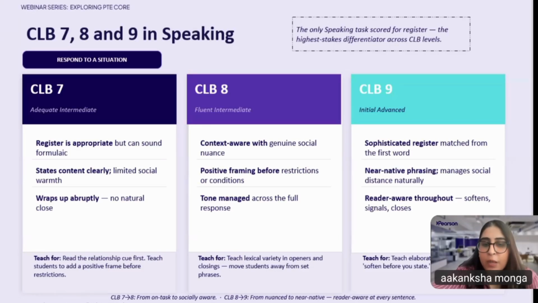So the jump from CLB 7 to 8, just from being on task, requires them to be more socially aware, and the jump from CLB 8 to 9 requires them to go from layered and nuanced to almost native, near native, where they are aware of every sentence and step.